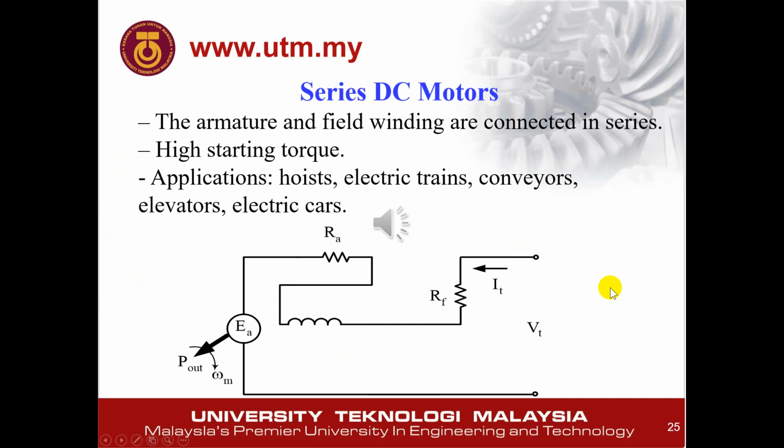So this is another type, another classification of DC motor. This one is a series DC motor. The armature and the field winding are connected in series. The advantage of this type of DC motor is it has high starting torque, and usually the application is for hoist, electrical train and conveyor, electrical car, elevator. Okay, so you have to know this because it's quite a popular question.